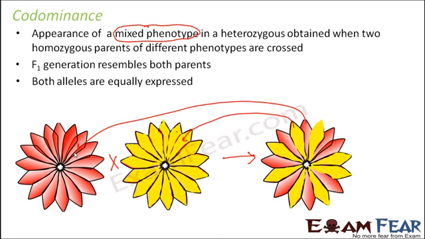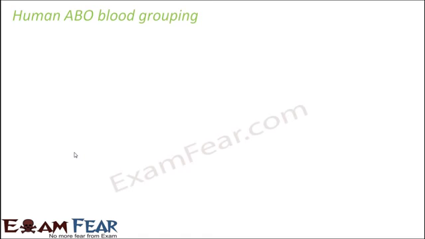Here both the alleles are equally expressed. As I said, no one is dominating over the other. Both are getting equally expressed. So let us take an example of codominance, and the human ABO blood grouping is the best example where we can see codominance. So let us look at what happens in the blood grouping.